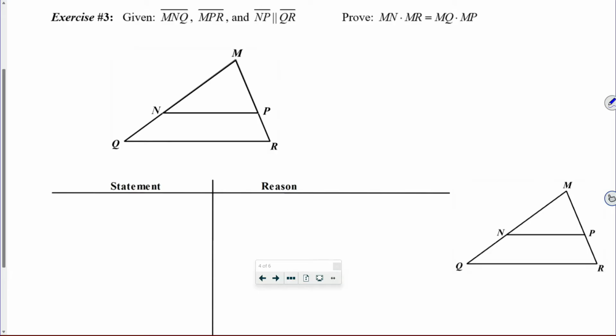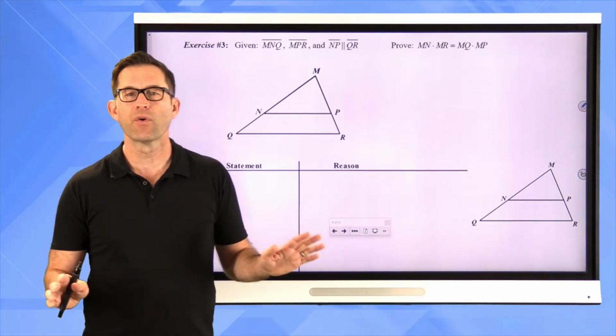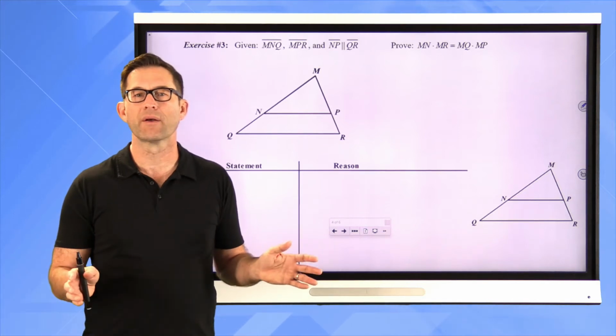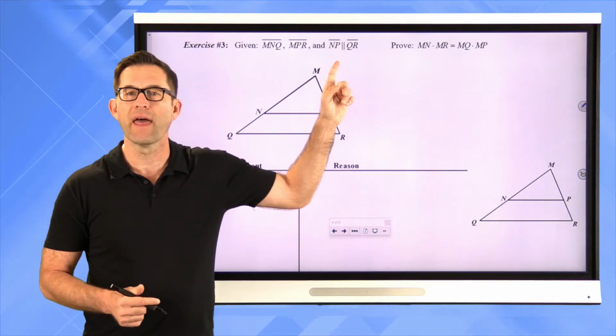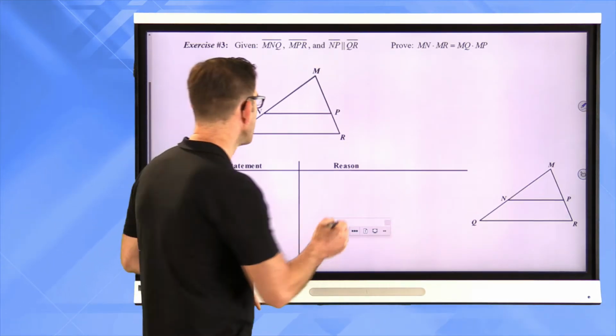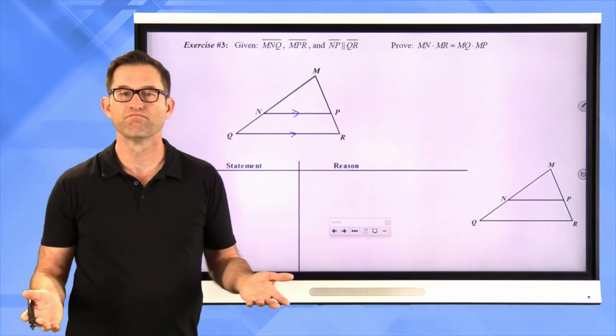Given segment MNQ, segment MPR, and segment NP is parallel to segment QR, prove that MN times MR is equal to MQ times MP. All right, now let's take a look at this. First, let's think about what two triangles we could possibly prove similar. And that's all about NP being parallel to QR. So I've got NP parallel to QR.